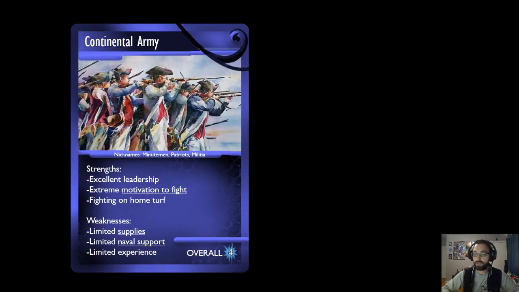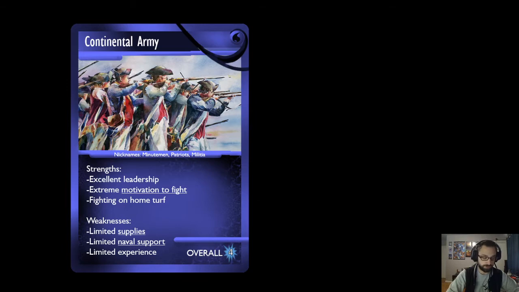Now we're going to take a look at the two armies, the Continental Army and the British Army. So I've got little trading cards here. So we have the Continental Army. Nicknames that you'll hear for them are the Minutemen, Patriots, or Militia. Okay, and they had a couple different strengths. First of all, they had excellent leadership.